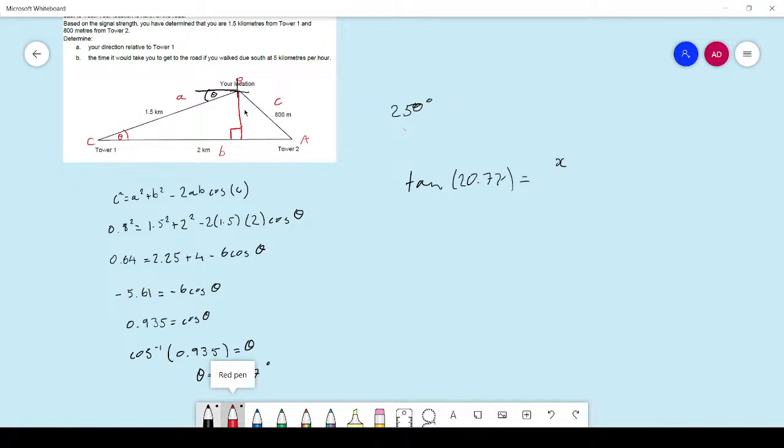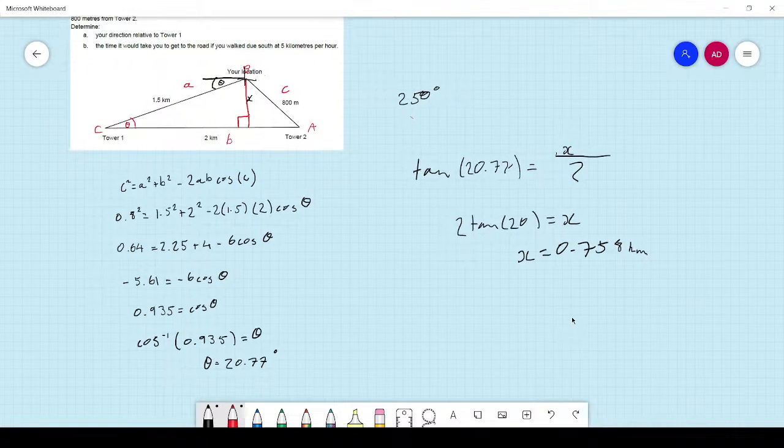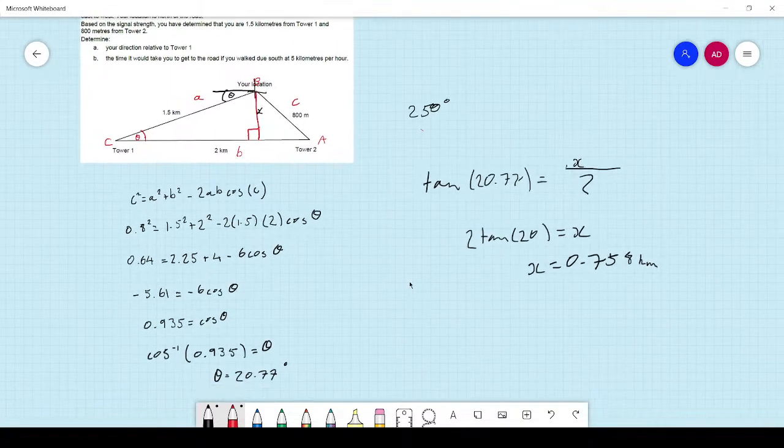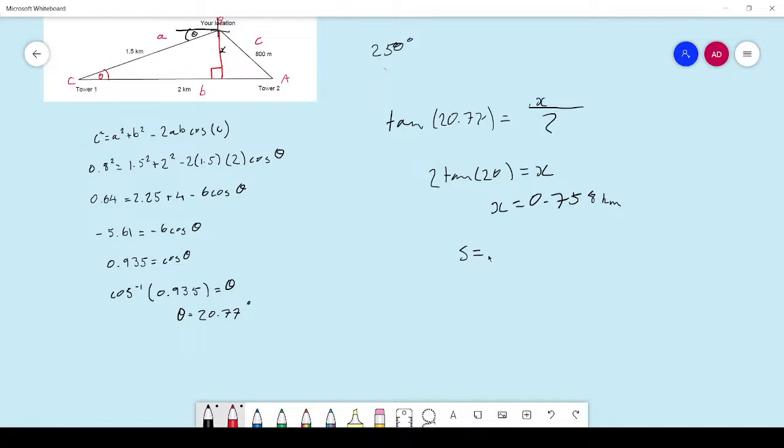So x over adjacent side, which is 2. Therefore 2 times tan 20 is equal to x. We'll just plug that in on the calculator, and we get x equals 0.758 kilometers. The time it would take, if we are walking at 5 k's an hour, so speed equals distance over time. 5 k's an hour equals 0.758 k's over time.